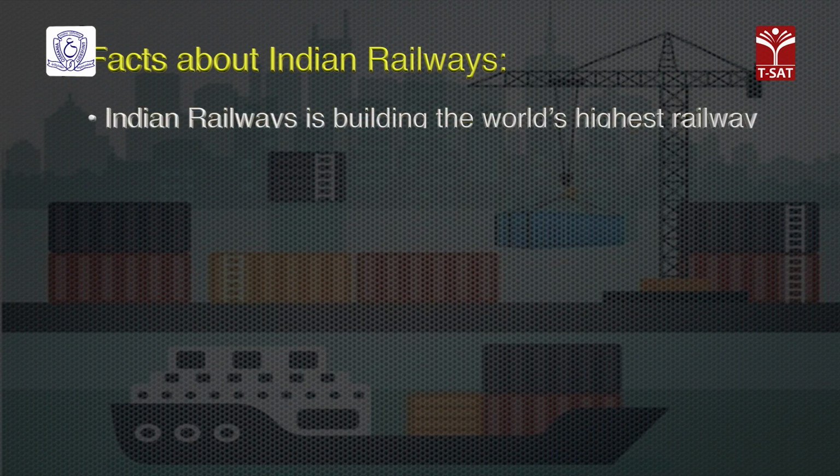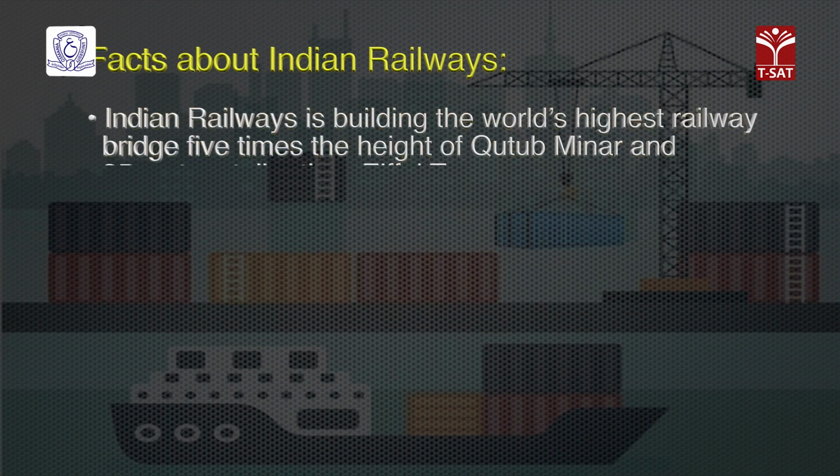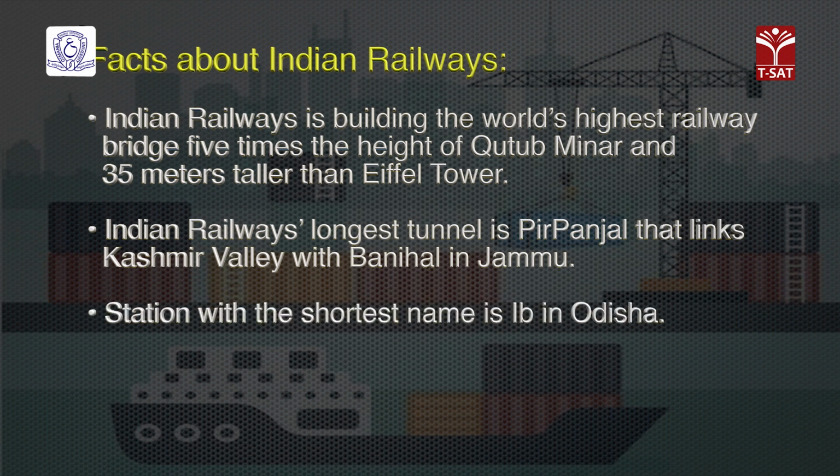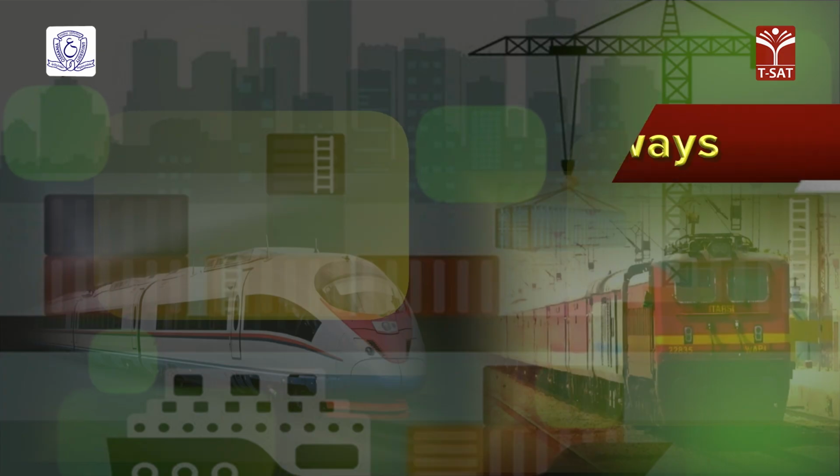Indian Railways is building the world's highest railway bridge, 5 times the height of Qutub Minar and 35 meters taller than the Eiffel Tower. Indian Railway's longest tunnel is Pir Panjal, which links Kashmir Valley with Banihal in Jammu. This is also an important point. The station with the shortest name is Ib in Odisha.